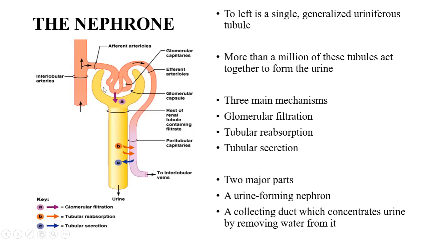So remember, this is the interlobular arteries, as you remember, and this is known as the Bowman's capsule. Then there's also what we call the glomerular capillaries, right there, which is found in the Bowman's capsule for ultrafiltration or pressure filtration.